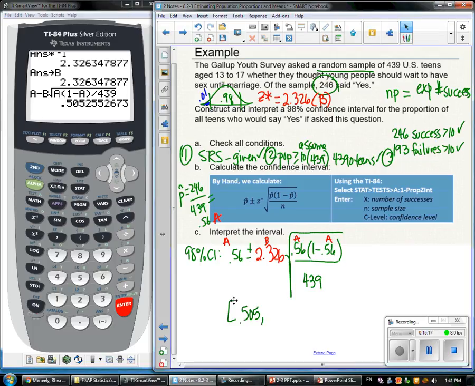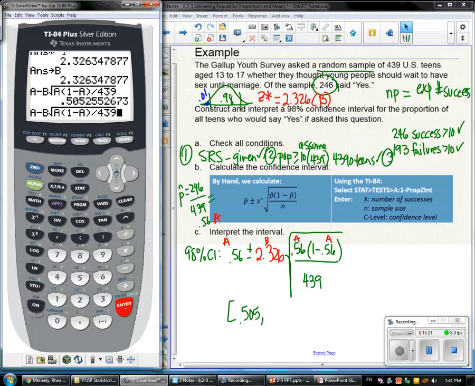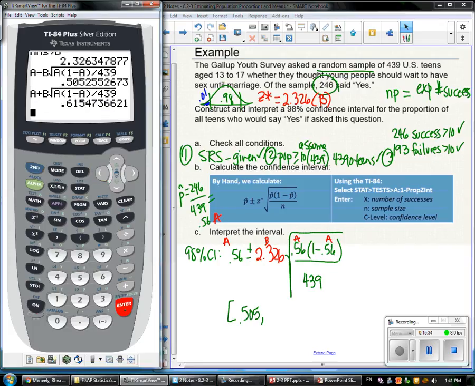And then if I just hit second enter, it'll call the whole command back up. And all I have to do is go back and change that A minus B to a plus. And that'll give me my upper bound, which is 0.615.